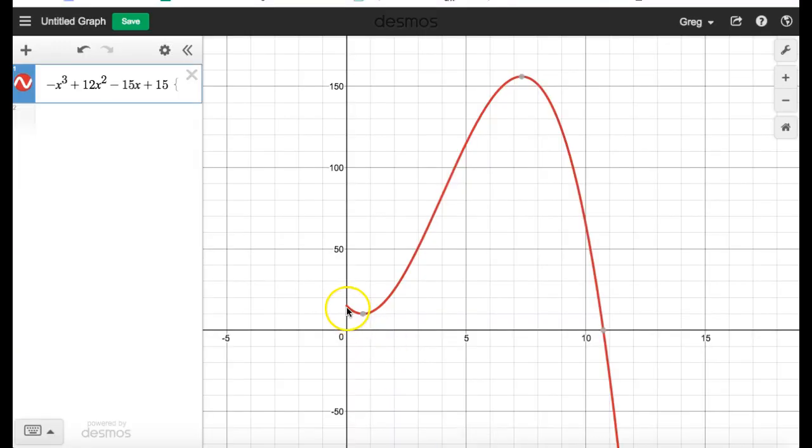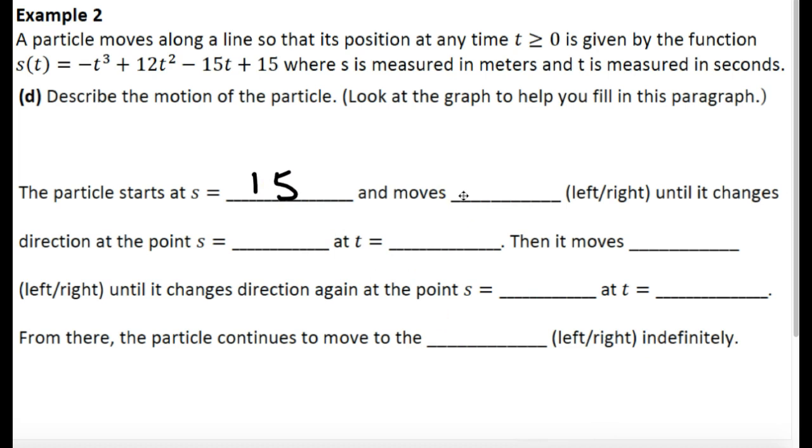Well, my y value telling me my position is going down. This means that my particle moved to the left first. If we're thinking about this as just a particle moving back and forth across the x-axis, its position is getting closer and closer to 0. That means we're moving to the left. Another way to think about that is here we have a negative slope. Negative slope of position means negative velocity, which means I'm moving to the left. So we would say it starts at a position of 15 and moves to the left until it changes direction.